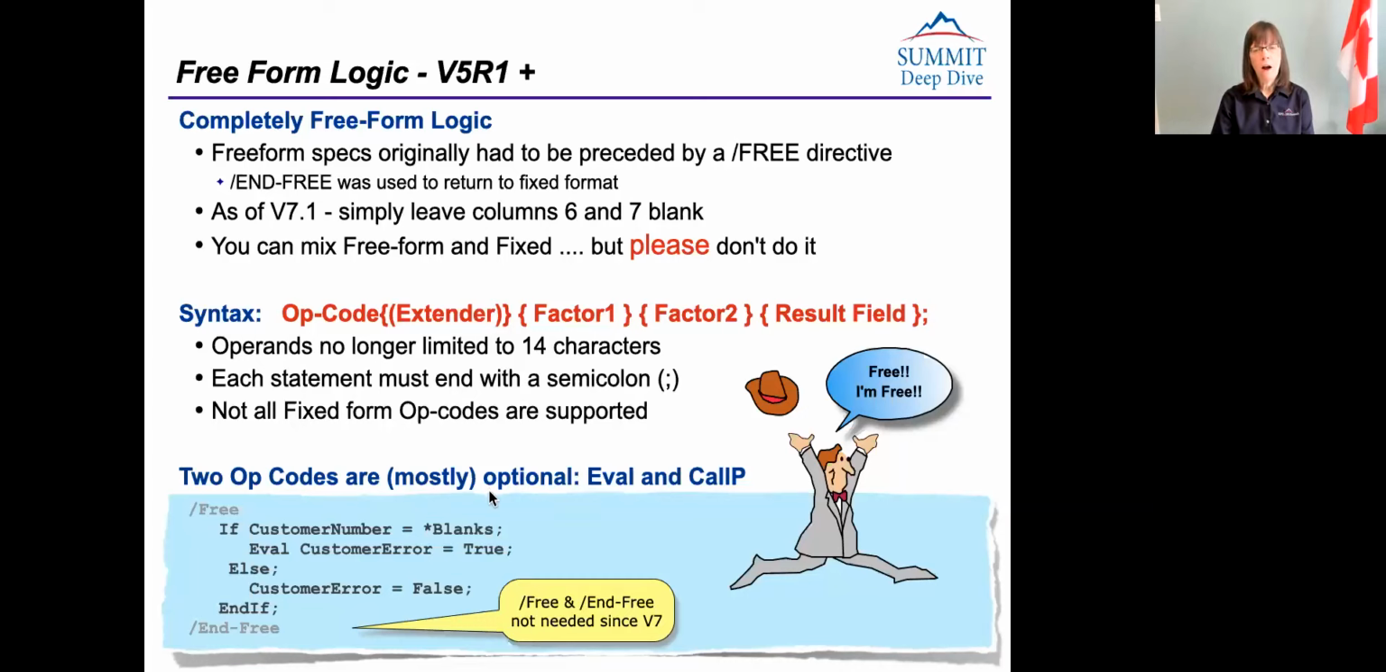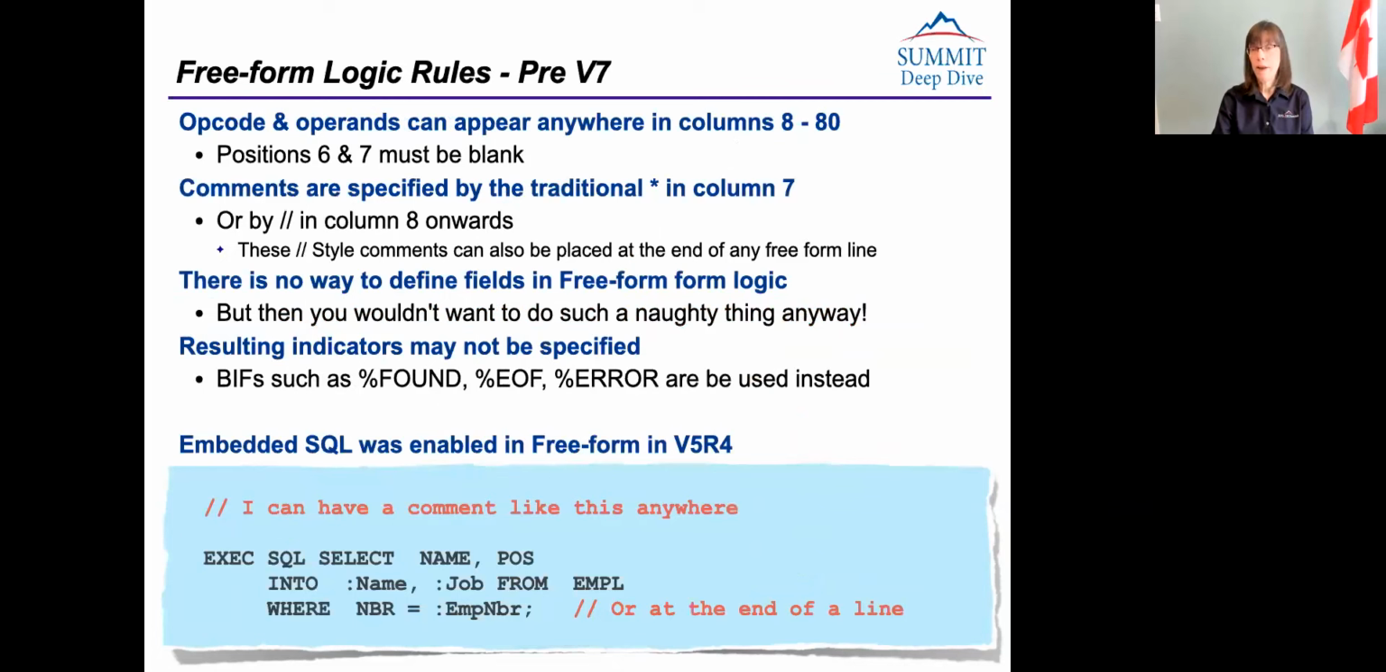2 opcodes are almost always optional, and that's EVAL and CALLP. So you will find that when you're coding in freeform, even though you can, it is rarely that you will actually see an EVAL in the code. Like I've said, EVAL here, customer error equals true. Most people would code it as the second example, customer error equals, right, without the EVAL. And the same thing with CALLP. If you're calling a program with a prototype, you don't have to say CALLP. You just put the prototype name and the parameters.